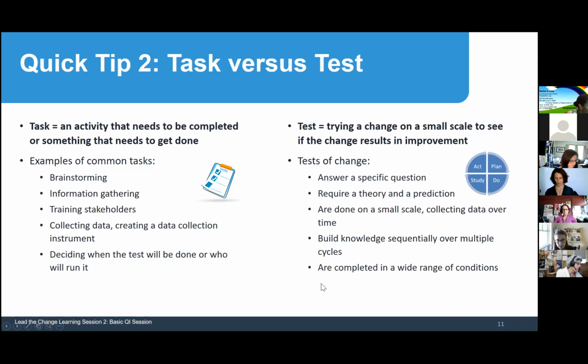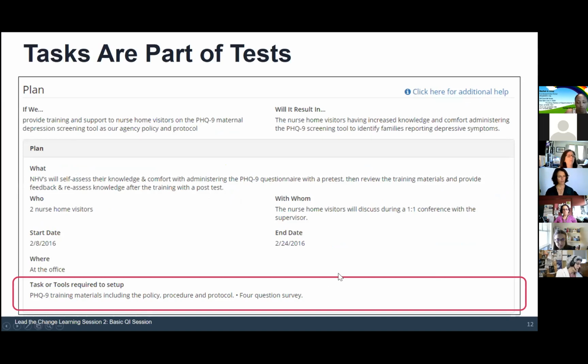So we're going to look at some examples, but when you look at your dashboard and you fill out your PDSAs, one of the things that you'll see is this field for tasks that are required for your test, right? So there's a place where you can note all that work that needs to happen beforehand, but the idea, what you're actually testing, what you're building is a test of an actual change idea.